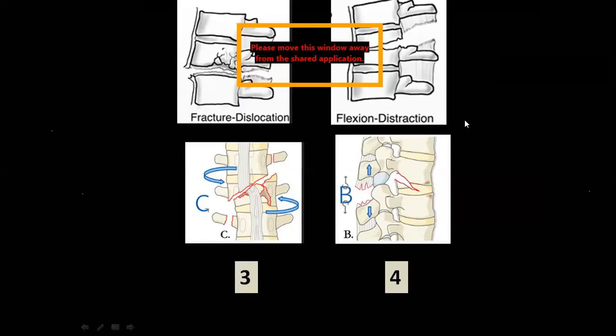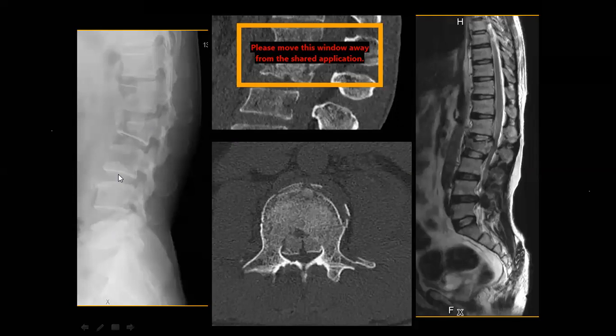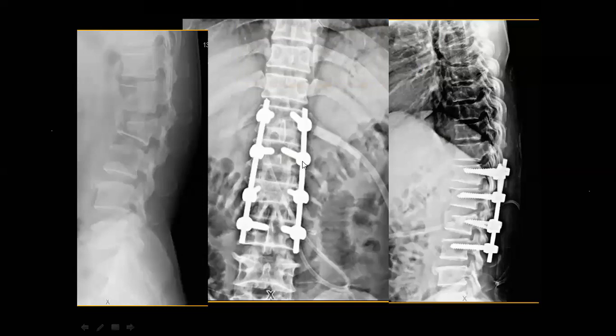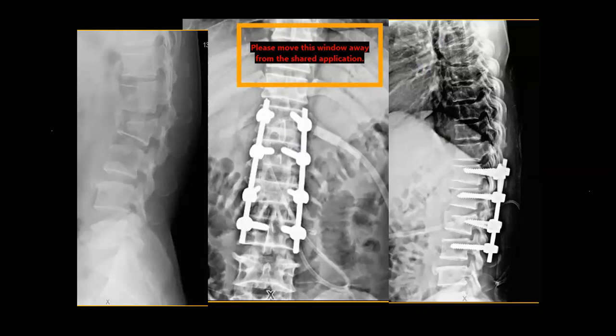So here we have seen the same example. L2 flexion distraction injury. There is a flexion injury here. There is a distraction injury. It's a flexion distraction injury. So what we have done? We have done a fixation two levels above and two levels below. Here also we have put the pedicle screw, but it is four level fixation. Since it is a highly unstable fracture, we have done four levels of fixation.